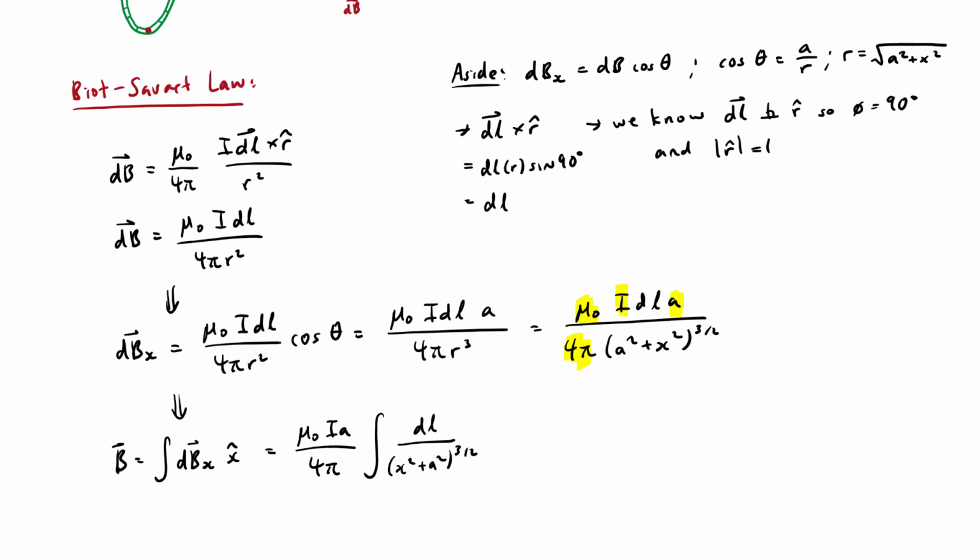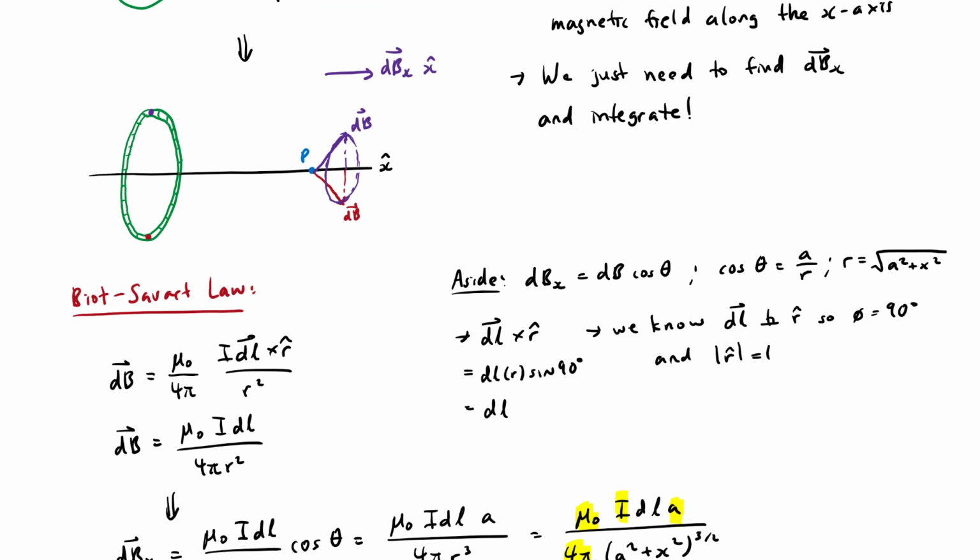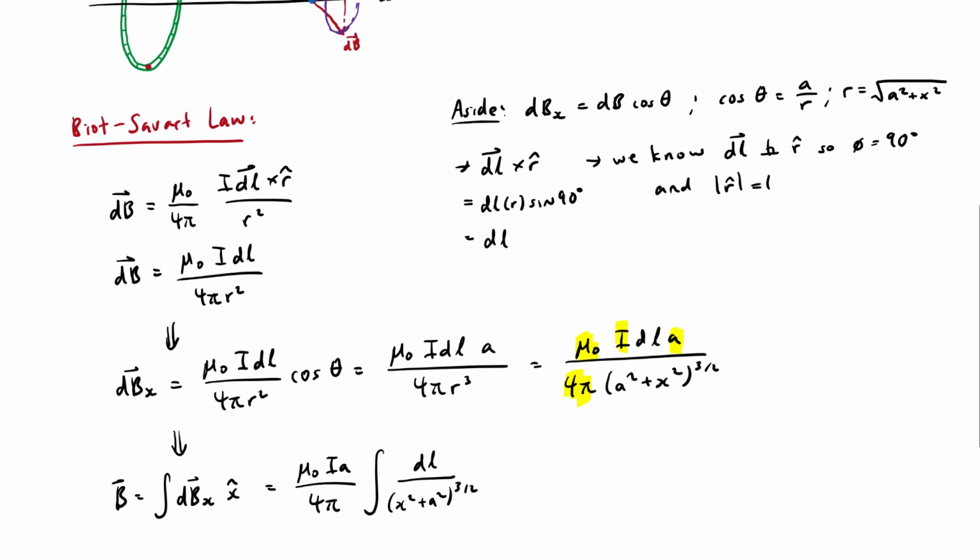So is there something else I'm missing over here? Looking at the diagram, a squared plus x squared has nothing to do with dl. So we really should have factored that out at the beginning. So this is also something to factor out, which means I have mu naught I a over 4 pi times x squared plus a squared to the power of 3 over 2, times the integral of dl. And what exactly is dl?